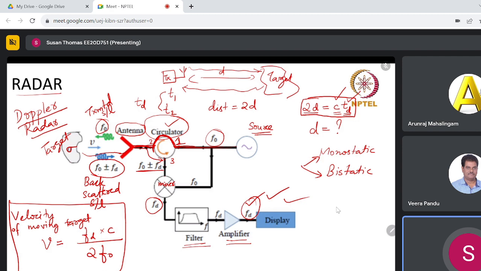So the circulator helps such that the input frequency is sent into the same antenna, and the output, the backscattered signal, is also coming through the same antenna, but being taken to another port of the circulator and further used for the Doppler frequency extraction. Okay.